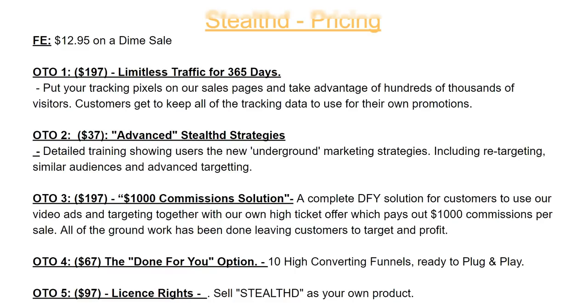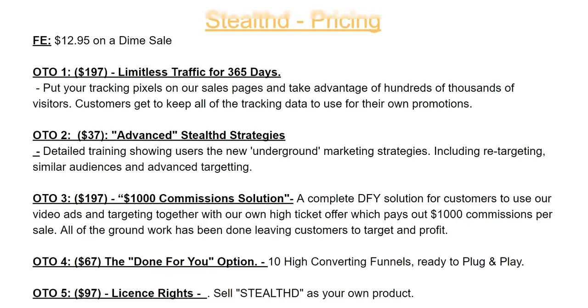Now, as always, with any product that you're purchasing and any course, it does come with upgrades. So the upgrades are here on the screen for you. I'll briefly run through these. Upgrade number 1 is limitless traffic for 365 days. What this will let you do is put your tracking pixels on Jono's and Brendan's sales pages. And then once you put your tracking pixels on their sales pages, you can use all of that data to run ads to anybody who has visited their sales pages. And they'll literally get hundreds of thousands of people on their sales pages.